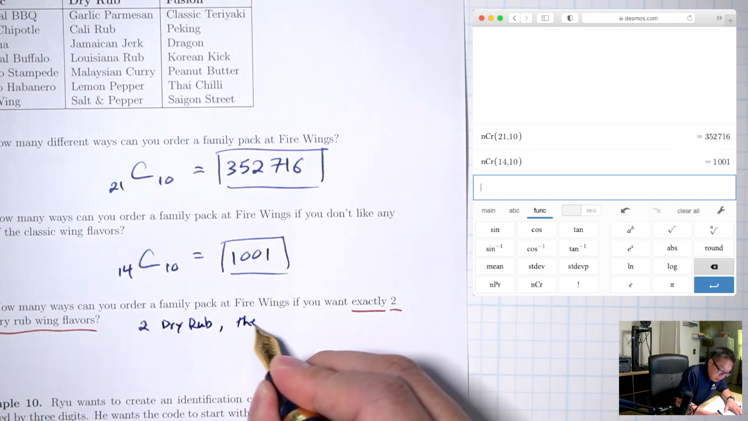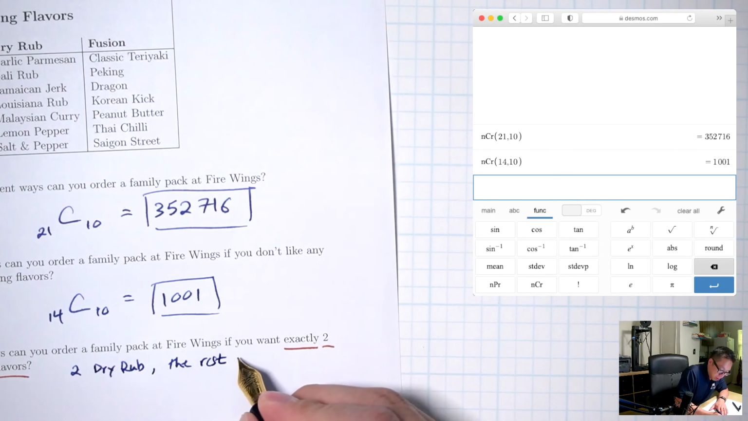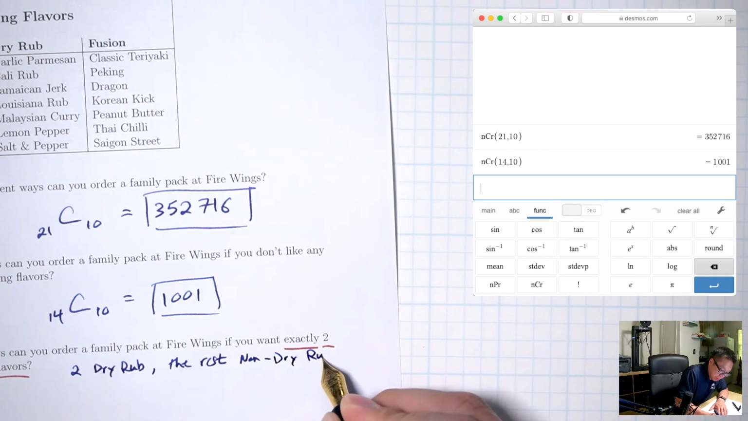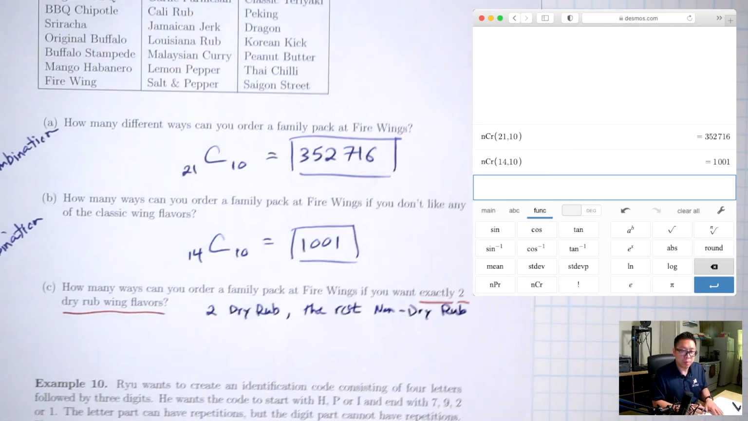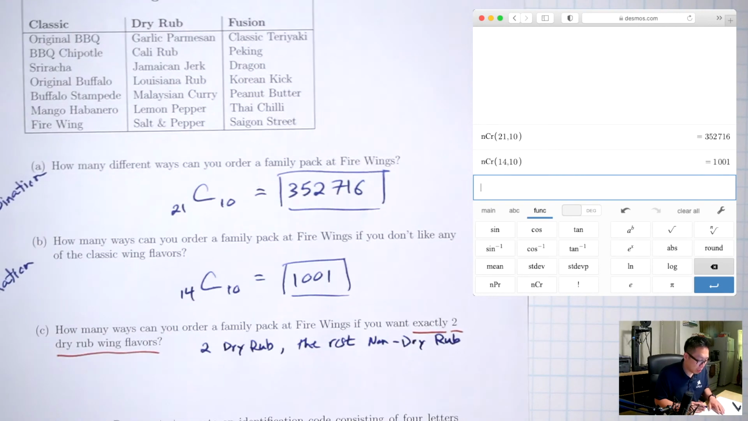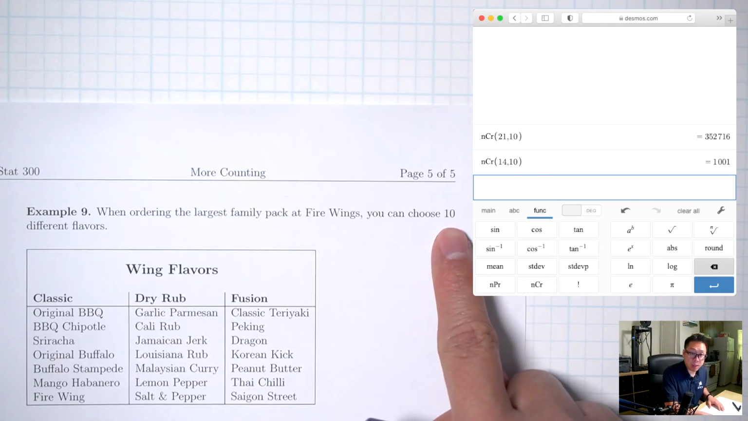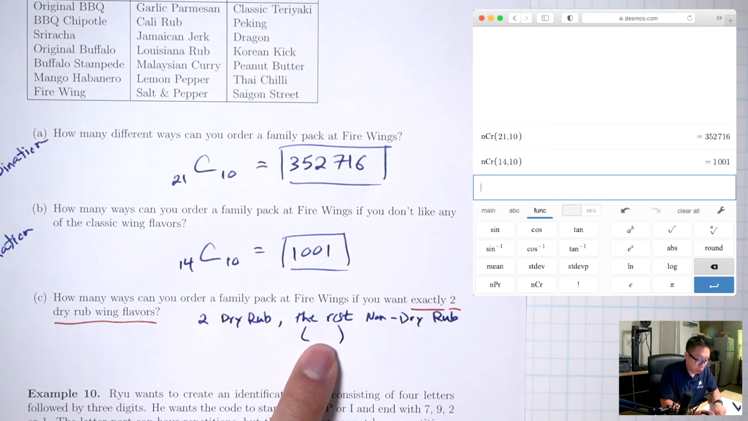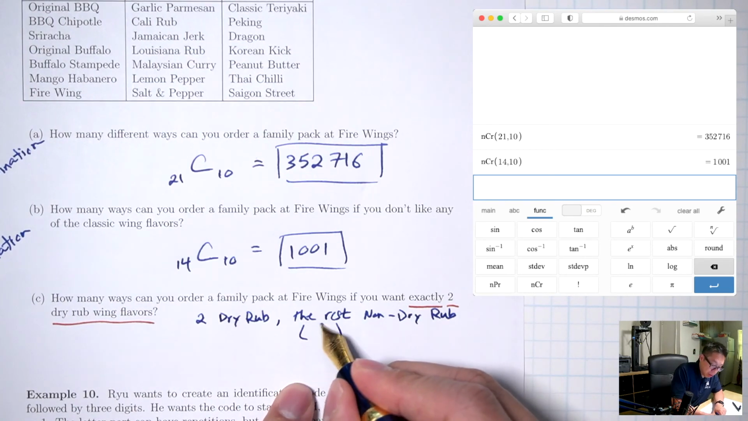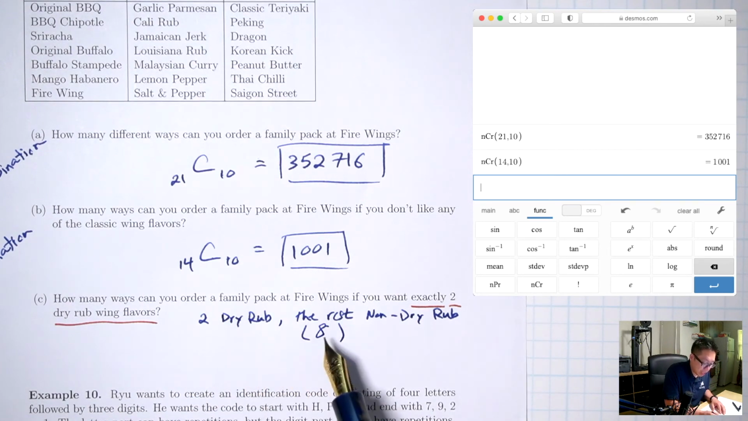And what that means is I want 2 dry rub and the rest not dry rub. All right, non-dry rub. So exactly 2 dry rub means I want 2 dry rub and then the rest not dry rub. So how many is the rest? How many flavors do I want total? I still want 10 flavors total, right? I want 2 dry rub. The rest is going to be 8, right? Because I want 10 total. So I want 2 dry rub and then 8 non-dry rub.